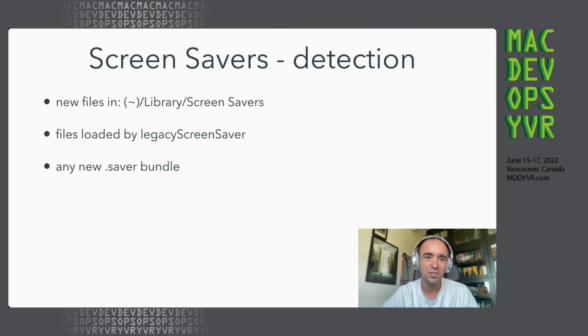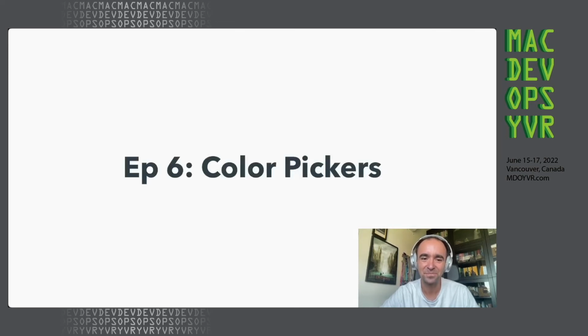Detection: new files in the previously mentioned locations, modules loaded by the legacy screensaver process, or basically any new saver bundle on the file system. Let's say someone downloads a .saver bundle, and we don't want to allow people to install their own screensaver. We can maybe delete or block access to those files right away, before they even install it or place it in the right location.